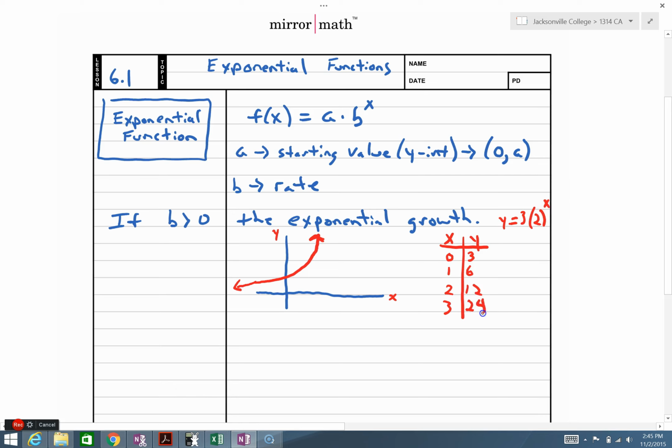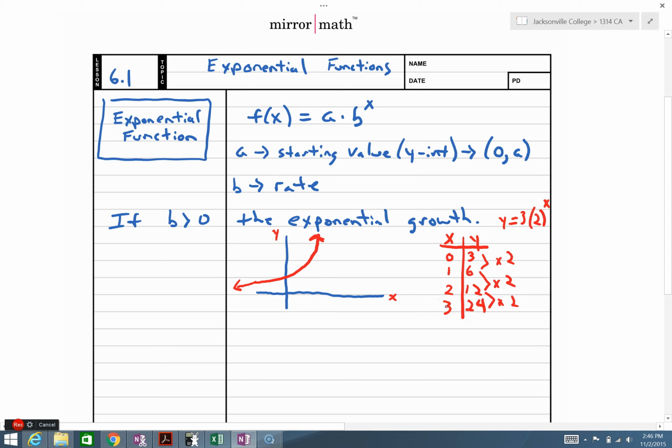Here's what you see. As x is increasing by 1, you will see that the y is doubling each time. 3 times 2 gets to 6, 6 times 2 gets to 12, and 12 times 2 gets to 24. This multiplier is this value here. It is our growth rate. If this number is larger than 1, this thing is going to be increasing, and this amount here will be the multiplier from one term to the next if we're increasing by 1.